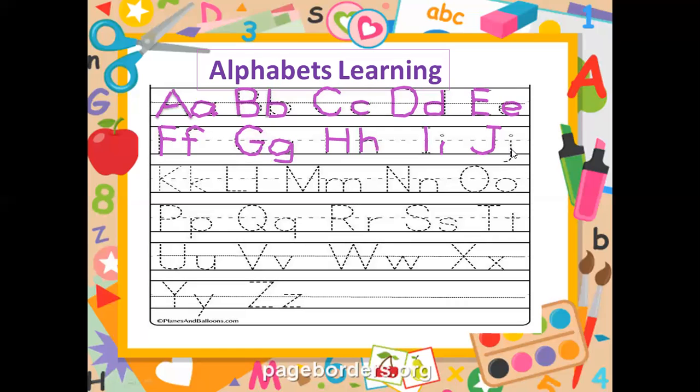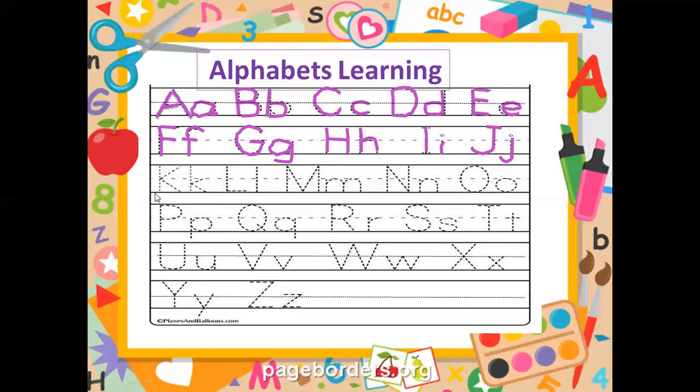Now for the lowercase j, you will start from the middle line and you will come down to the bottom, crossing the bottom line, okay? Just like this, and then you will put a small point at the top. The letter K, how will you write the letter K?